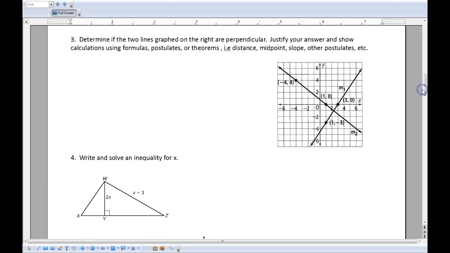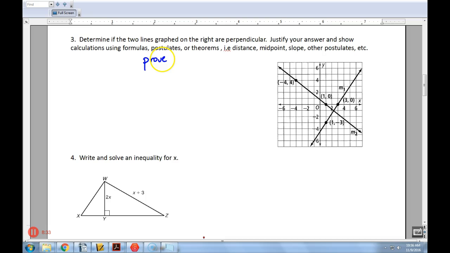Alright, number 3, determine if the two lines graphed on the right are perpendicular. Justify your calculations. So you can't just say, yeah, they look like they are, or no, that they're not. So basically, the question is, how do I prove that lines are perpendicular? Well, we need to figure out their slope. Okay, we need to know that their slopes are opposite reciprocals. So we need to find the slope of these two lines.